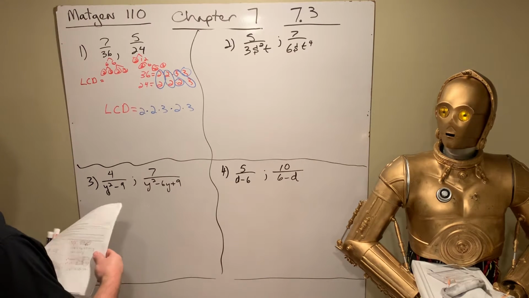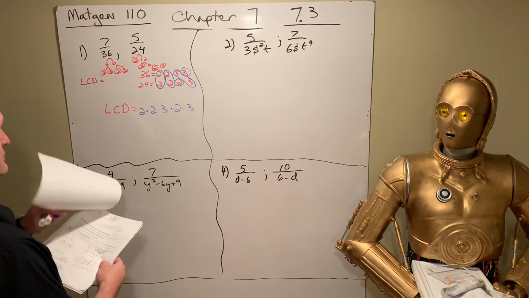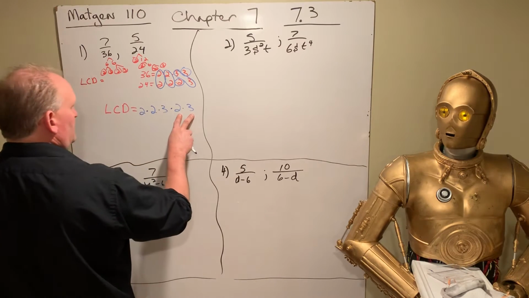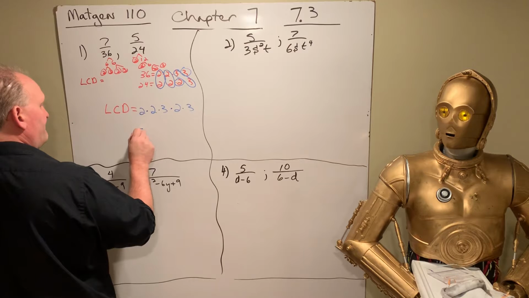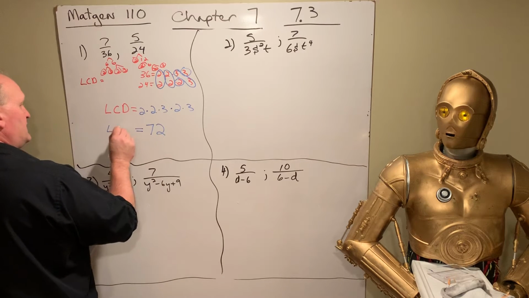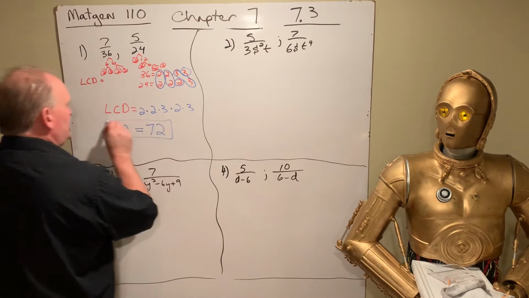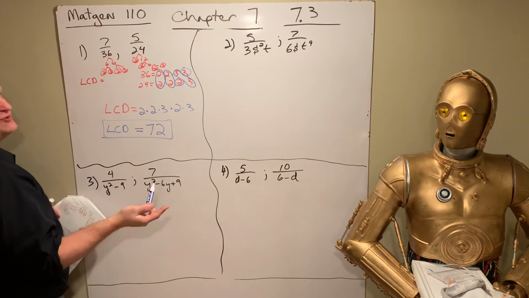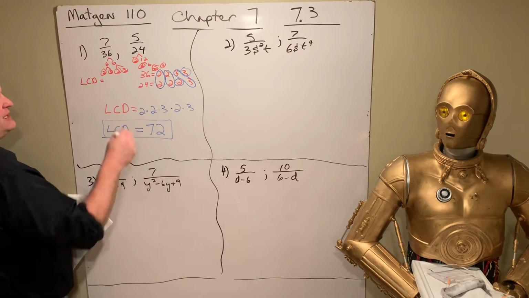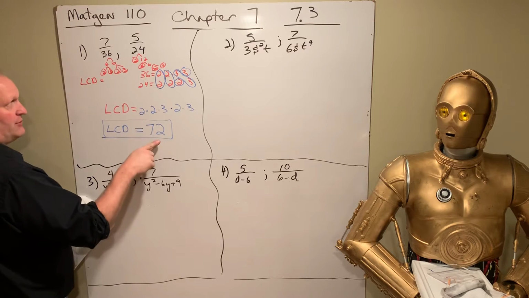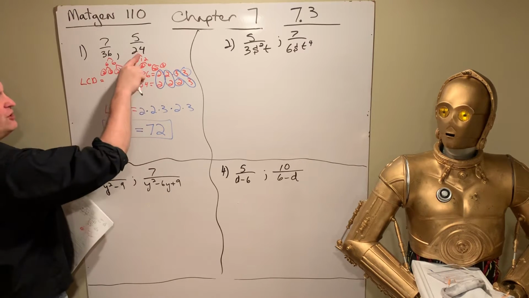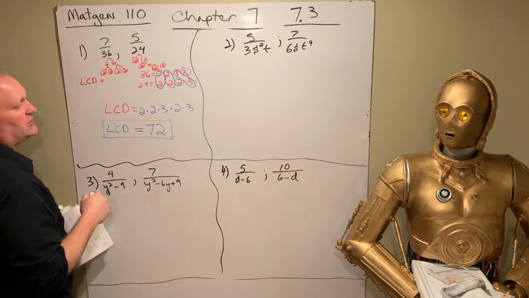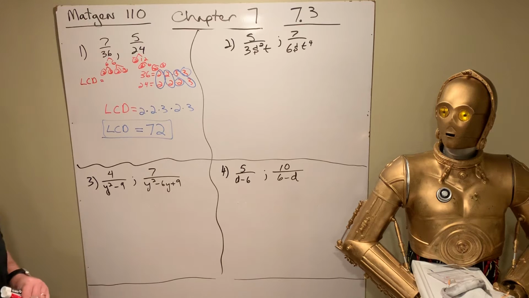Oops, I'm on the wrong page. 48, 72, 72. 6 times 12. Yeah, 72. So our LCD is 72. What does that mean? What does LCD mean? The lowest common, well, in this case, denominator, because it's the bottom. Also sometimes known as the LCM, the lowest common multiple, meaning it's the smallest number. 72 is the smallest number that 36 goes into, that 24 also goes into. You take 36 times 2, you get 72. If you take 24 times 3, you get 72. And so 72 is the smallest number they both go into.